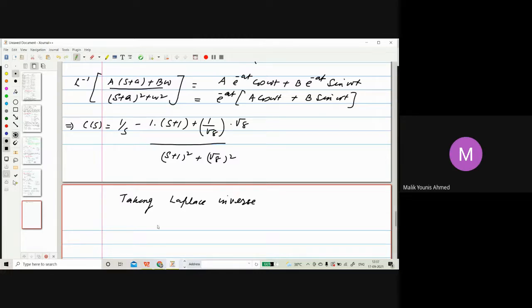Okay, now I am taking the Laplace inverse. So it will be c(t). 1 by s will be 1, that's a unit step. That is 1 minus this formula, e raised to the power minus a t. The value of a is 1, so e raised to the power minus 1t, that is e raised to the power minus t. And then what we have? A is 1, cos. What is omega? Omega is under root 8, cos under root 8t.